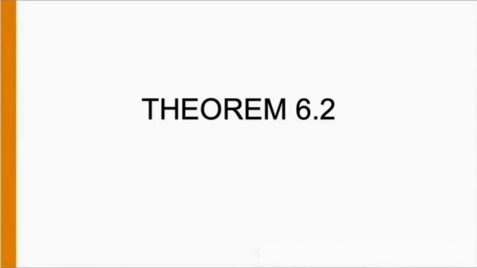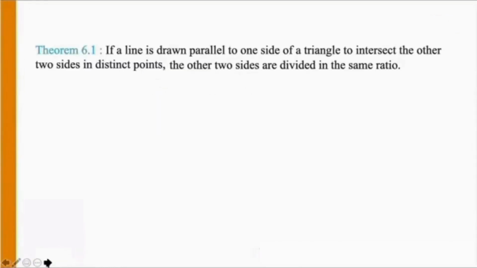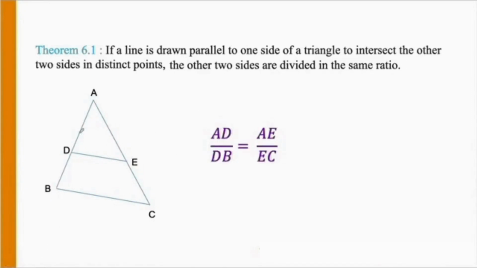Theorem 6.2. Let us first recall Theorem 6.1. Theorem 6.1 states that if a line is drawn parallel to one side of a triangle to intersect the other two sides in distinct points, the other two sides are divided in the same ratio. So here we have a line DE, and DE is parallel to BC, and it divides AB and AC at two distinct points D and E. Then we have AD upon DB is equal to AE upon EC. The two sides are divided in the same ratio.